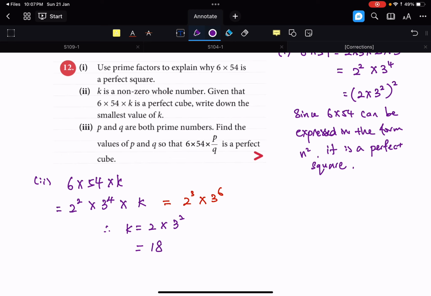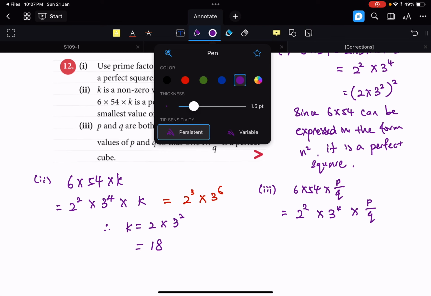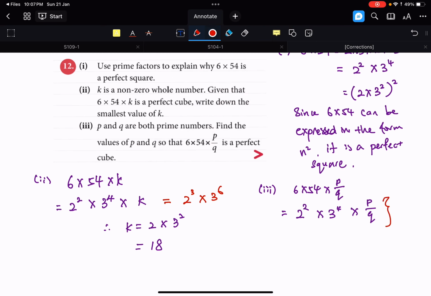Okay. Now part 3. Part 3, we have 6 times 54 times P over Q. This is a perfect cube, right? So similarly, let's write it down in its prime factorized form. 2 to the power 2 times 3 to the power 4 times P over Q. Okay. So using the same idea, right? Our result is going to be a perfect cube, right? So we want it to be 2 to the power 3 and 3 to the power 3. That means to obtain this, we need to multiply by P and divide by Q.